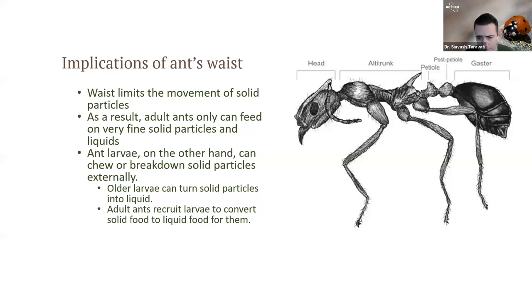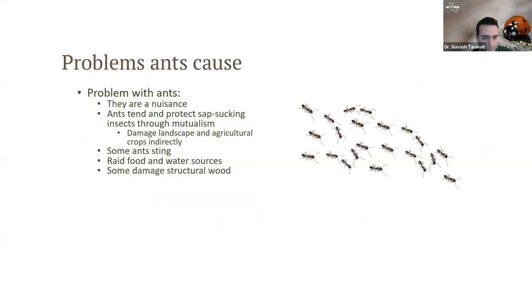This is very important in ant biology and also in ant control, because again, adult worker ants cannot feed on solid food for the most part. They can take it back to the nest, you see them do that, but it doesn't mean that they can actually feed on and digest that material.